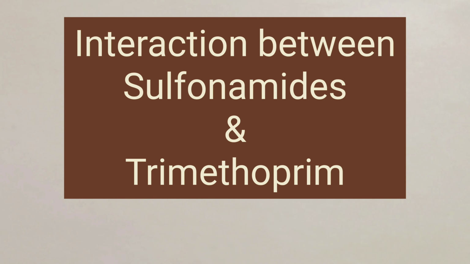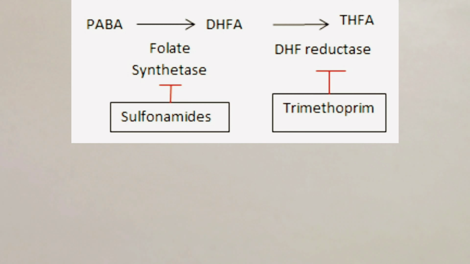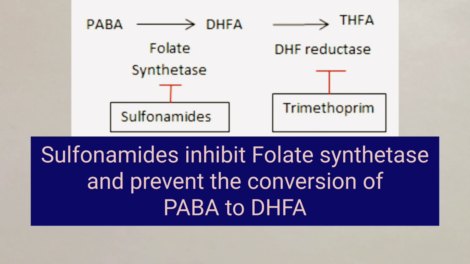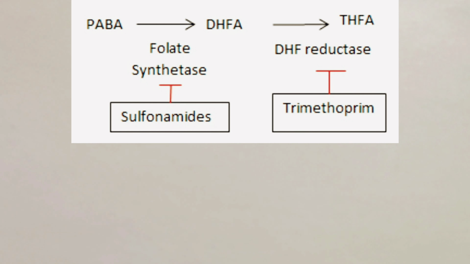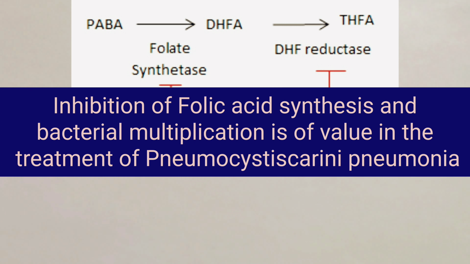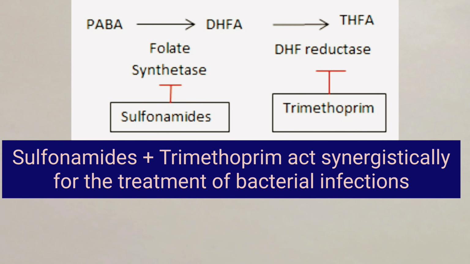Next example, the interaction between sulfonamides and trimethoprim. Sulfonamides inhibit folate synthesis and prevent the conversion of dihydrofolic acid from PABA, and trimethoprim inhibits dihydrofolate reductase and inhibits the conversion of dihydrofolic acid to tetrahydrofolic acid, which is required for purine synthesis, DNA synthesis, and bacterial multiplication. Therefore, synergistic action between sulfonamides and trimethoprim is of value in the treatment of pneumocystis carinii pneumonia.